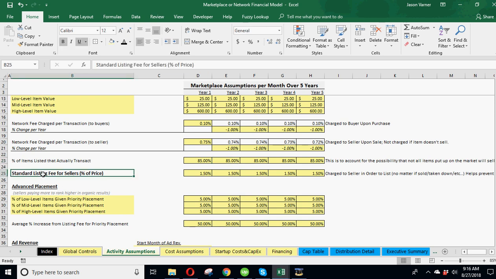You can see here the standard listing fee is 1.5% of the value. This is charged to the seller in order to list, no matter if it's sold or not, so they have to pay this 1.5% no matter what. Then if it sells they have to pay this percentage.